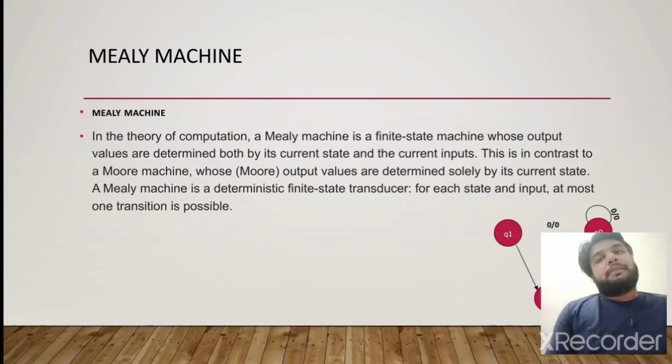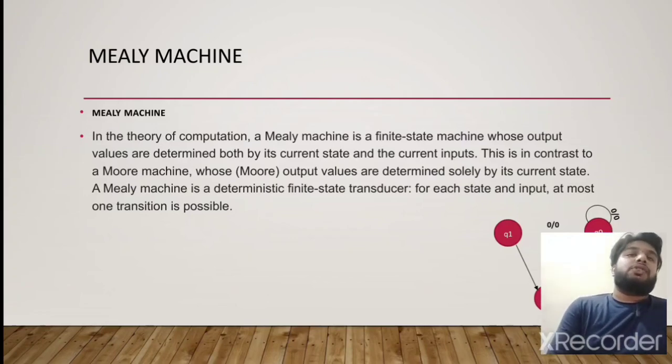And the last one is the Mealy machine. In the theory of computation, a Mealy machine is a finite state machine whose output is determined by the current state and the current input, in contrast to the Moore machine, whose output value is determined solely by the current state. A Mealy machine is a deterministic finite-state transducer, with an output for each transition. It is named after George Mealy, who presented the concept in a 1955 paper on a method of synthesizing sequential circuits.